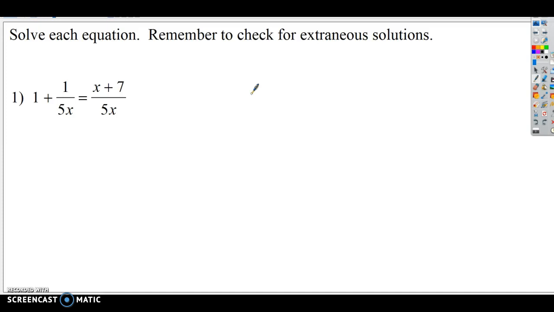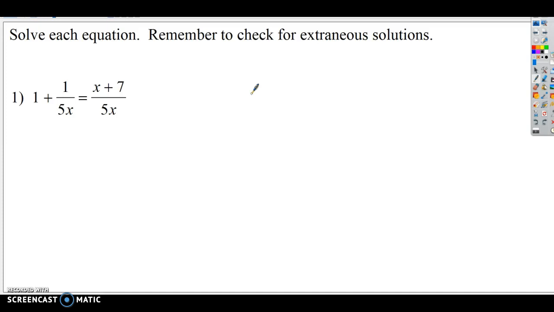It also wants us to check for extraneous solutions. So make sure you know the definition of an extraneous solution. That's a solution that you get when you solve the equation, but when you plug it in, it doesn't work. So what does that mean? That means you have to check your answers each time to see if it works or not. And a lot of times we're going to be looking at the denominator for that because you can't divide by 0.